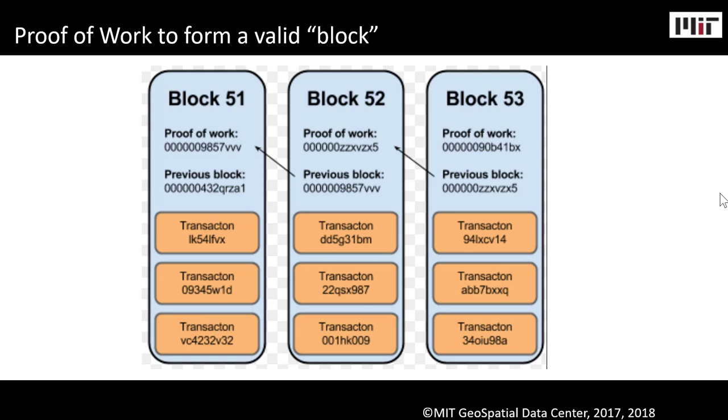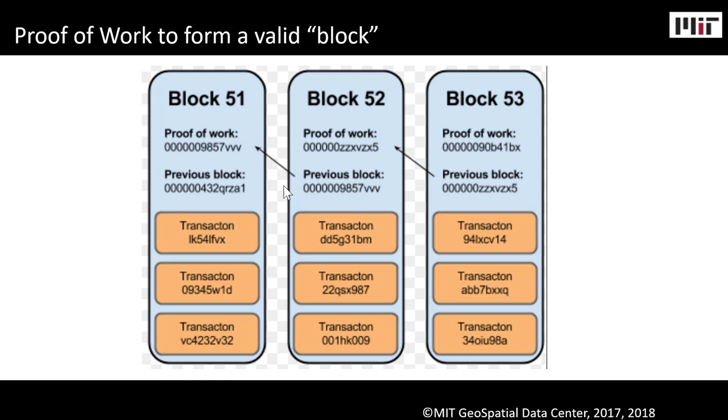Okay, it's John Williams again from MIT, and we're talking about blockchain. And last time we talked about how the blocks were linked together by the hashes and the proof of work that made these hashes start with a certain number of leading zeros.